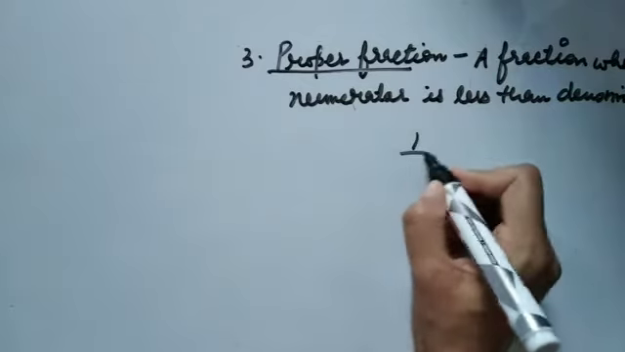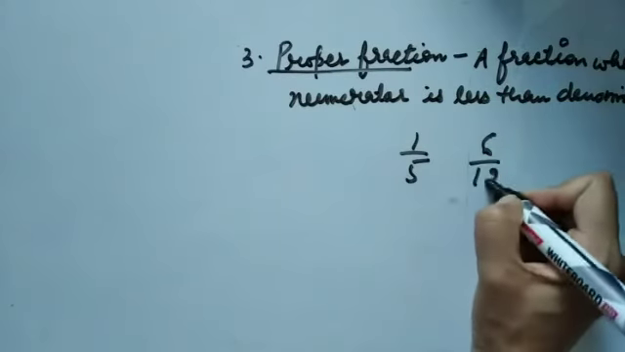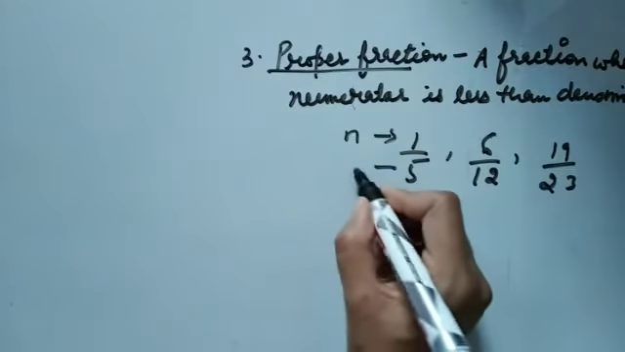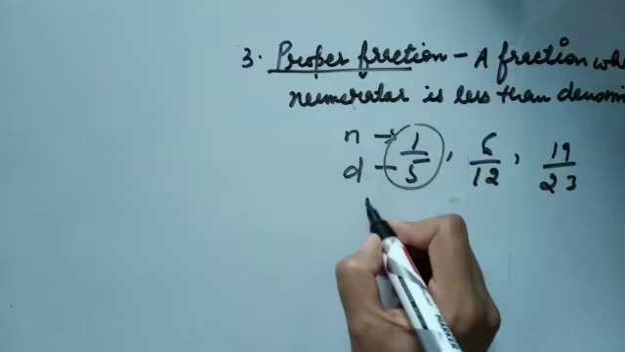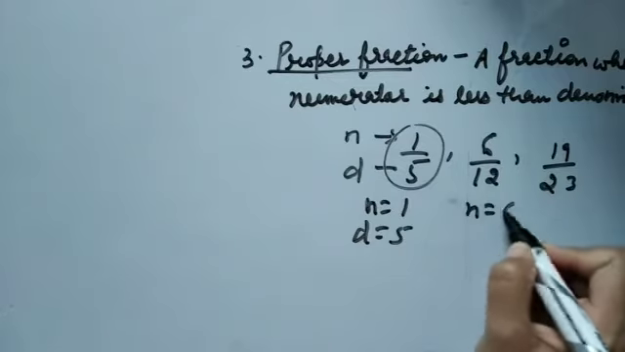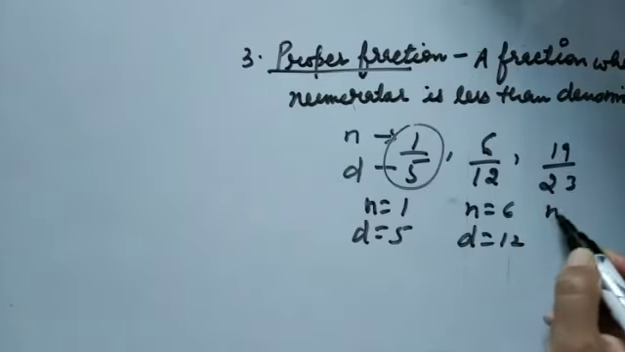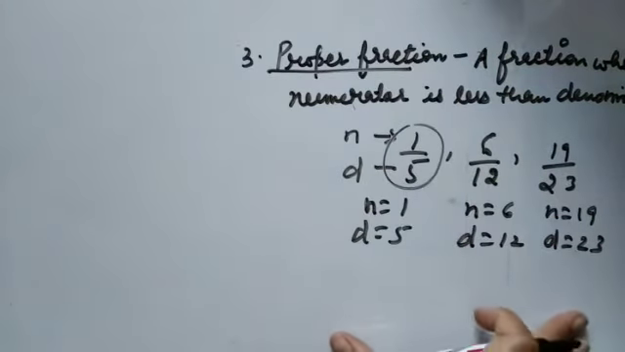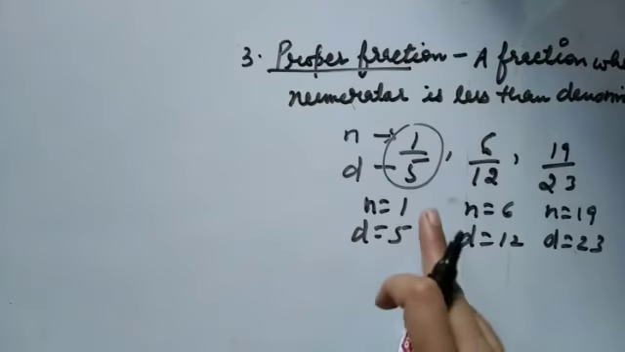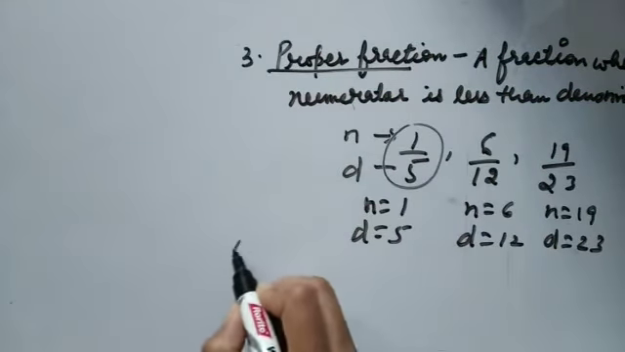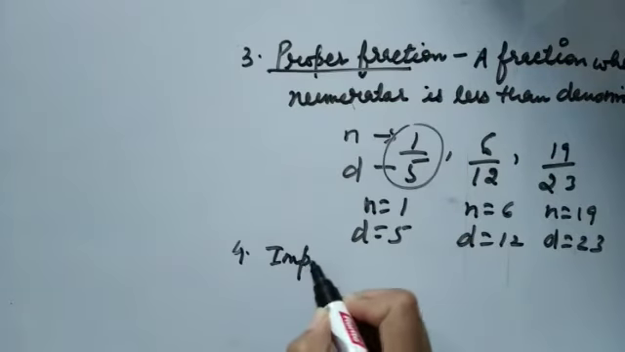For example, 1 by 5, 6 by 12, 19 by 23. For this, numerator is 1, denominator is 5. Numerator is 6, denominator is 12. Numerator is 19 and denominator is 23. So in all the cases you can see here numerator is less than denominator. So these fractions are known as proper fractions.